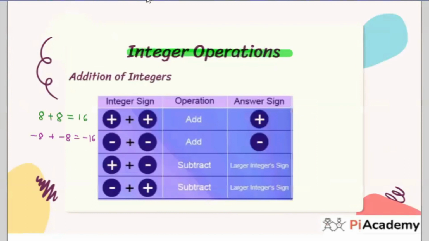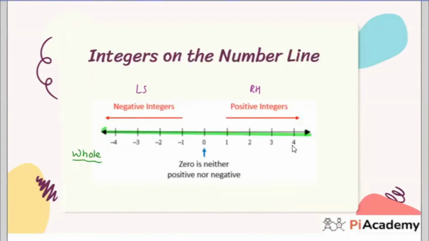Now the third rule. The third rule is basically when you have different signs. For example, you are adding a positive number with a negative number, let's say plus 8 with minus 4. In that case, what is going to happen? On the number line, let's say you have plus 4 and you are adding minus 2. It means you are going to the left side by 2, so you will get 2, right?